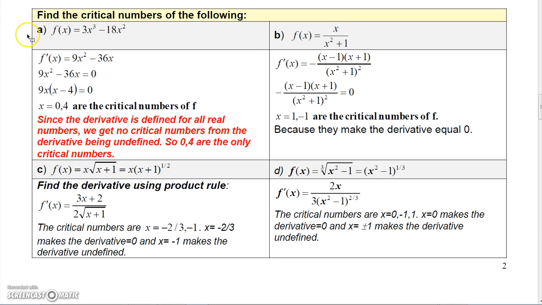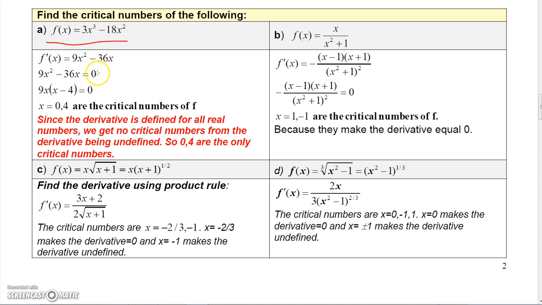Okay, let's do a little practice. So let's just worry about finding critical numbers. If you want to find the critical numbers of this, again, you're going to have to do your own derivatives because I'm not teaching that in this chapter. So the derivative of this would be 9x squared minus 36x.